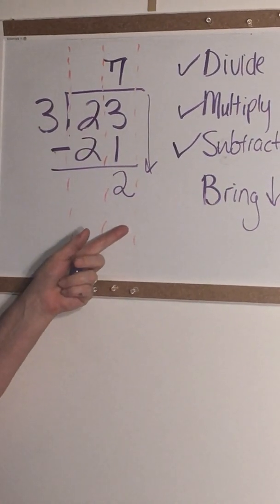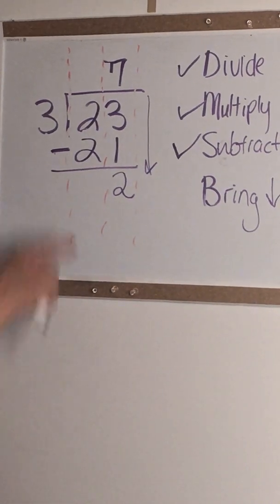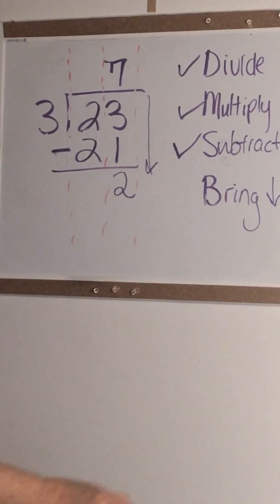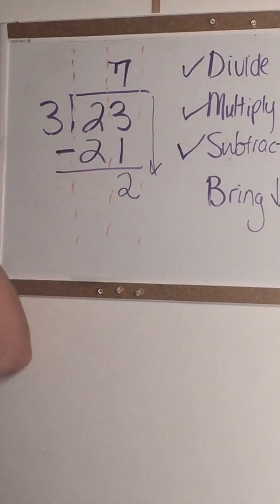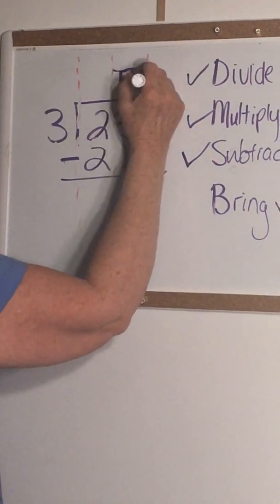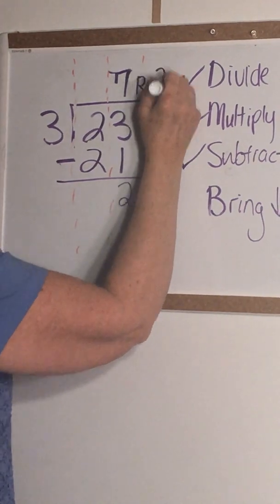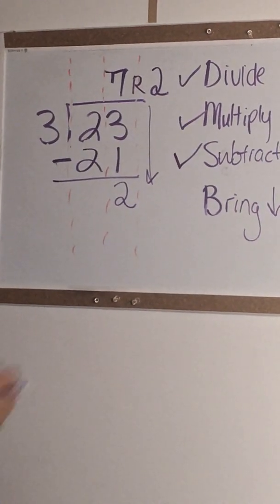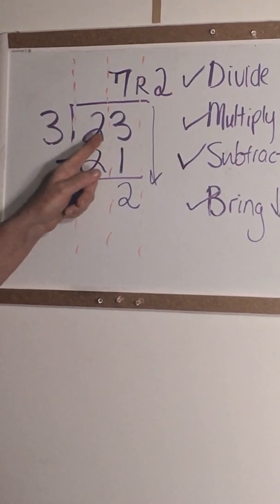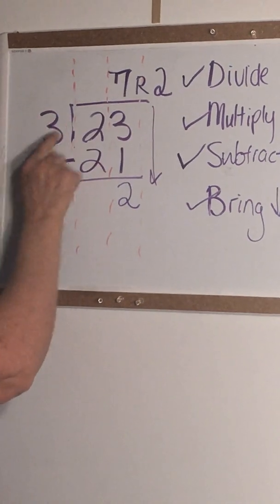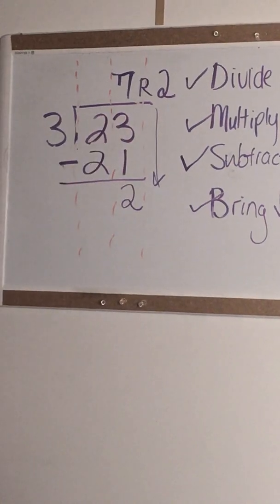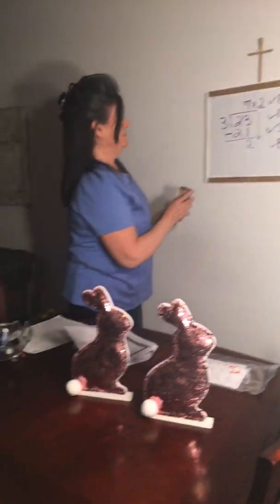So we have 2 left over. If I passed out candy, if I had 23 pieces of candy and 3 children, each one would get 7, and then I'd have 2 left over because I have a remainder. So this is how you write it, 7 with a remainder of 2. Okay? So we didn't have anything to bring down. So that's our answer. That's our quotient. So 23 divided by 3 is 7 with a remainder of 2. This is our quotient. Okay? So let's do the next one.